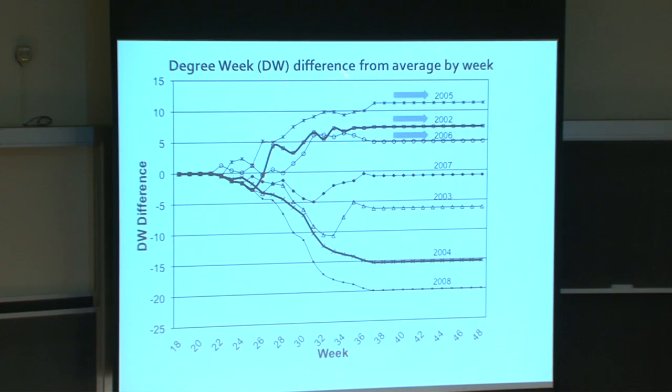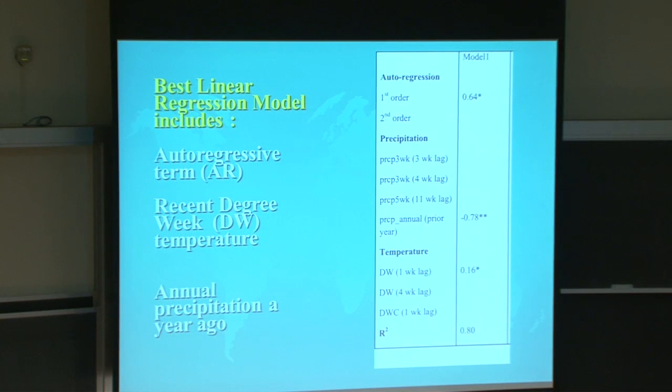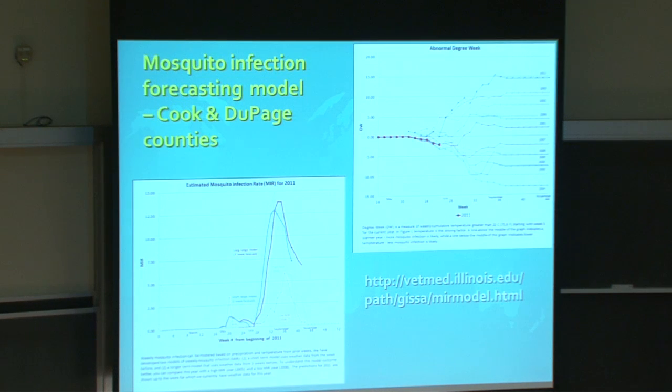But when we looked at the degree week difference from average by week, it was very obvious that for those relatively high transmission years of 2002, 5, and 6, the difference was much higher than in other years where transmission was much less. So the best linear regression model that we came up with included, other than the autoregressive models, the recent degree week of the temperature and the annual precipitation a year ago, actually. That was the best prediction. We didn't find much with more recent temperature.